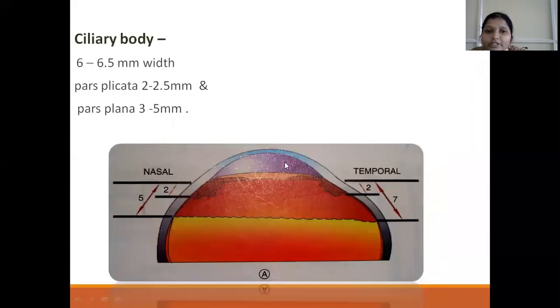And what is the width of the ciliary body? It differs nasally and temporally. Temporally, it is wider, that is 7 mm, and nasally, it is about 5 mm in width. Pars plicata is 2 to 2.5 mm both nasally as well as temporally, whereas the pars plana width varies. It is about 5 mm temporally and 3 mm nasally. So for any approach into the vitreous, we use the temporal approach so that the pars plana is wide and there is less damage to the zonules.